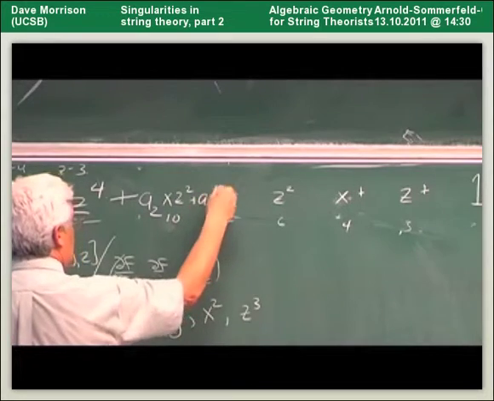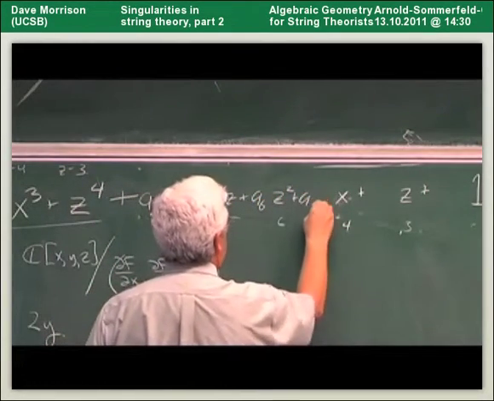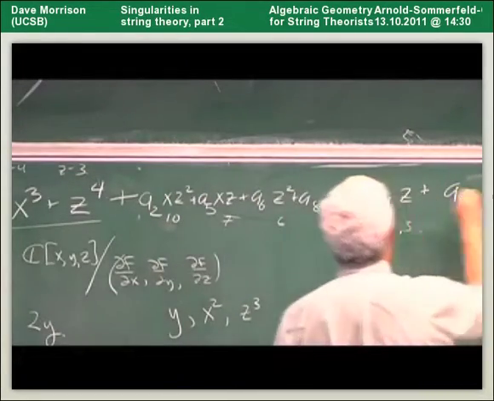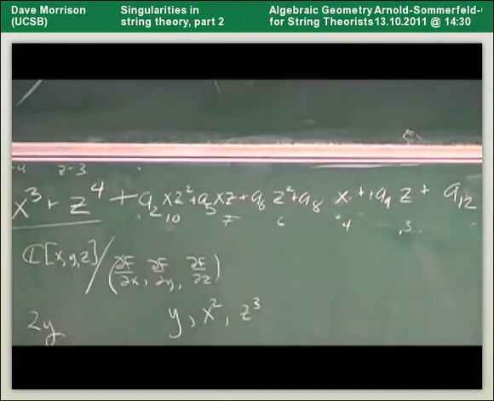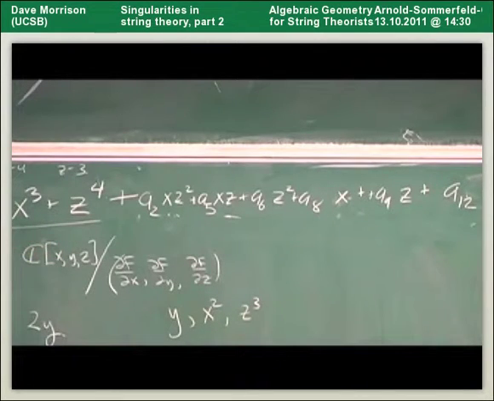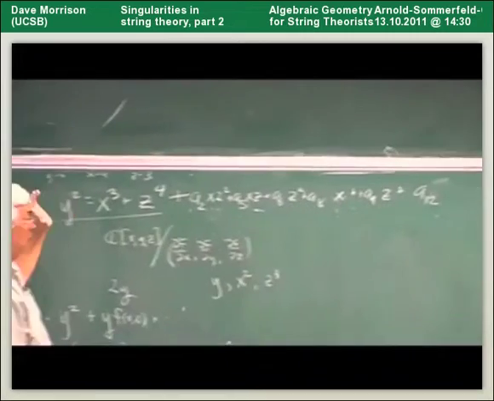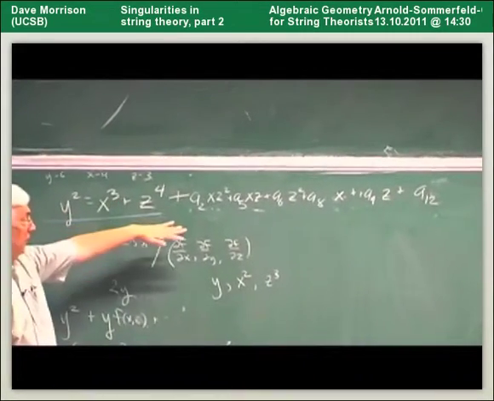This is a 5. This is a 6. This is an 8. This is a 9. And by the time I put the coefficient, I don't really need the 1. That's a 12. So there is a deformation. And there's a little bit of theory here, which tells you that any deformation that you might have written down in any number of variables could actually be induced from this one.